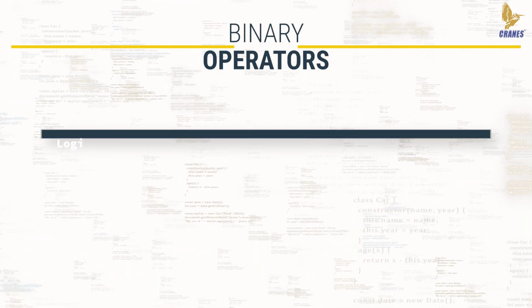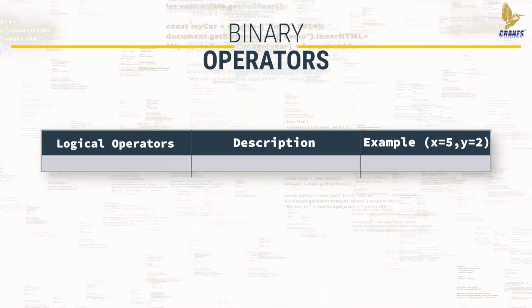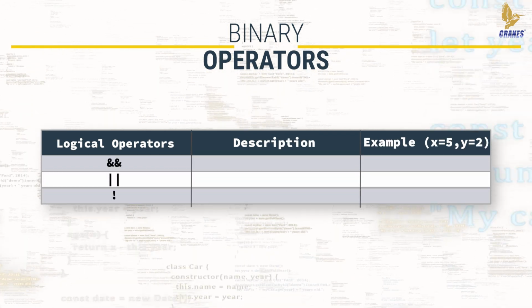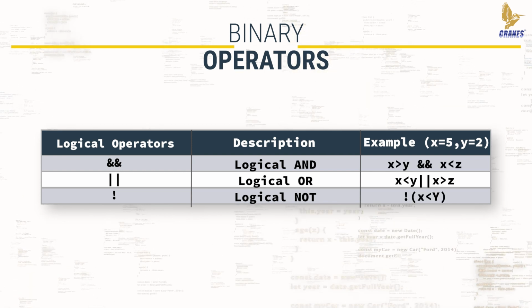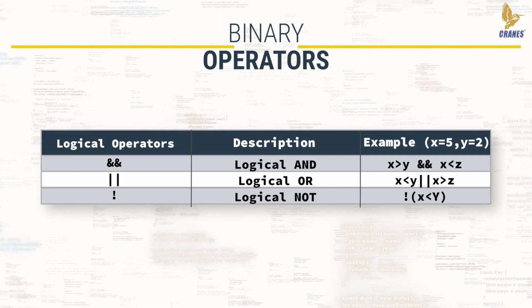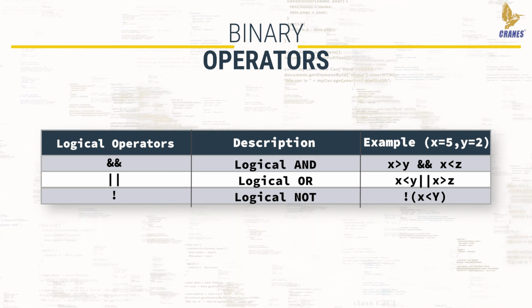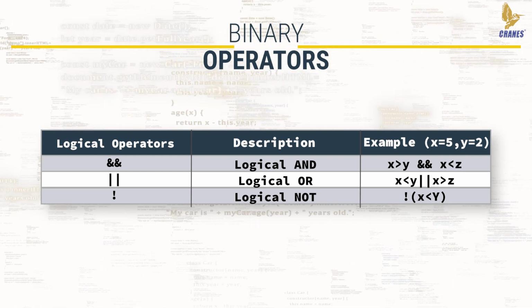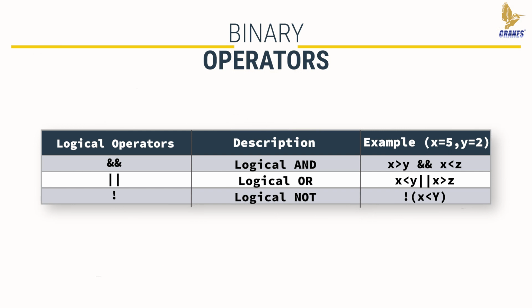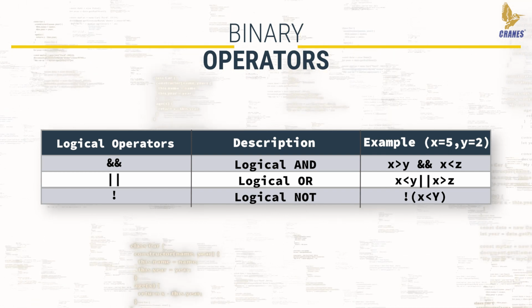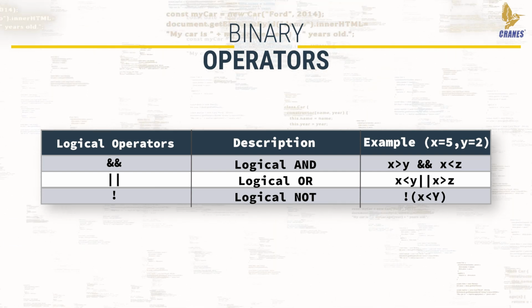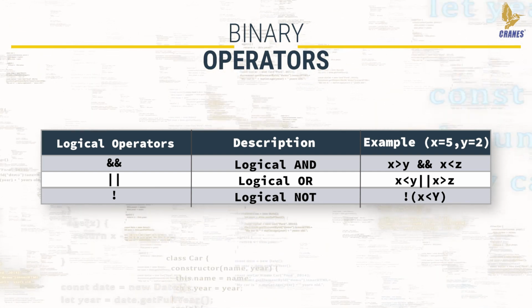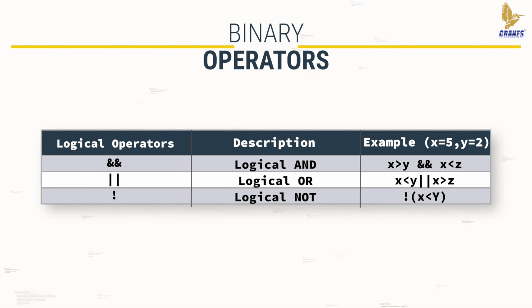The following binary operator is the logical operator, in that we have the logical and, or and not operators. So let us consider the example x greater than y logical and x less than z. The logical and operator returns the value true if both conditions are valid, otherwise it will return false. Next, the logical or operator returns true if either condition is true, else it will return the value false. As discussed before, the logical not operator complements the value.